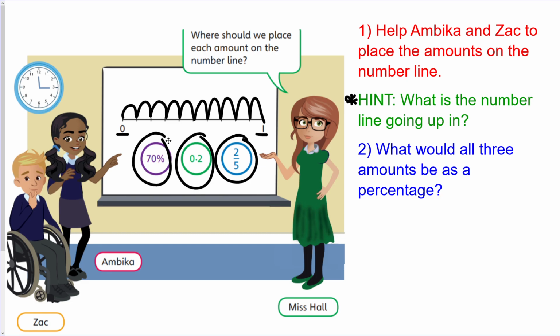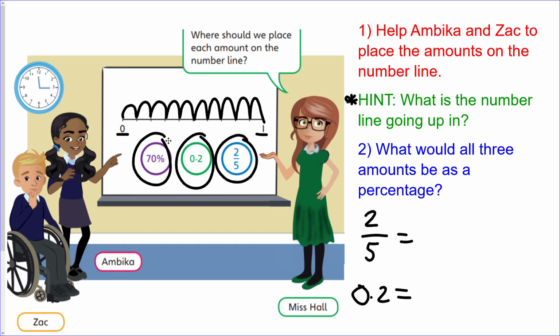So that's the first question. Can you put these amounts on the number line? The second question links definitely to yesterday, and it says, what would all three amounts be as a percentage? And I want you to convert then 2/5 into a percentage and 0.2 into a percentage. So please pause the video now and complete those two questions.